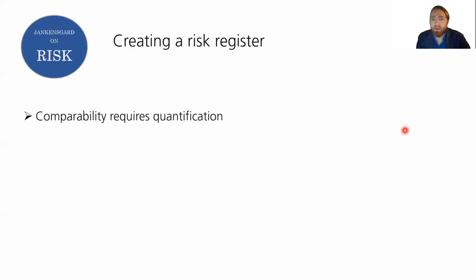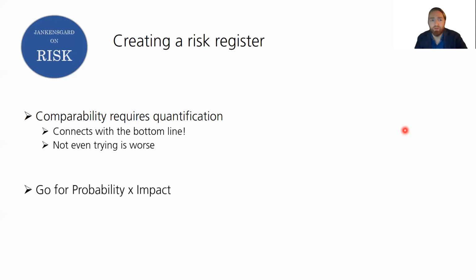All right, quantification. We're going to support that. We need it because it's what connects these risk factors with the bottom line, and it makes everything comparable. It's going to be hard, yes, but not even trying is actually even worse. Because what then is going to be the basis for our decisions? Our feelings, our hunches, our intuitions. There's no real solid candidate there for what should support decision making in the absence of some quantitative information. And we should then go for these probability and impact numbers, yes.